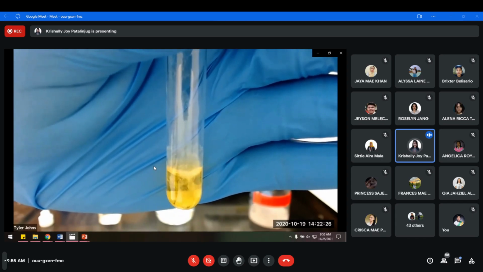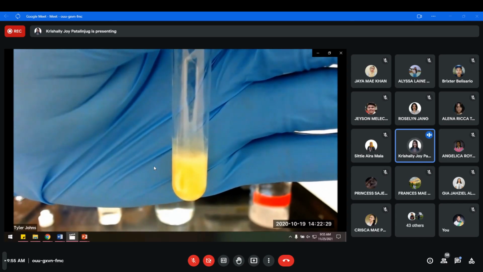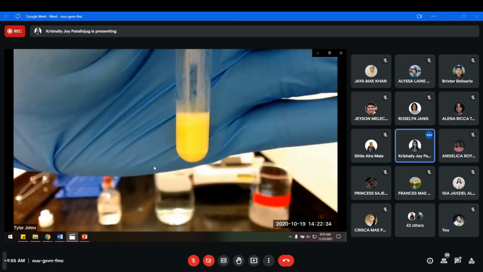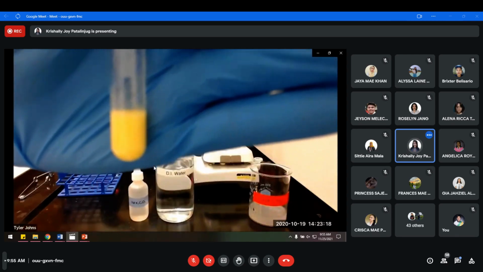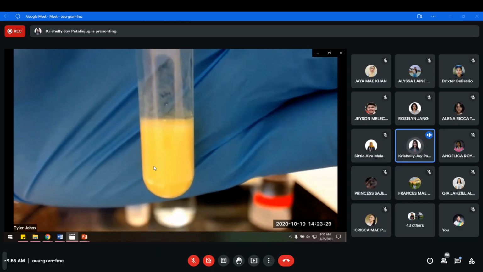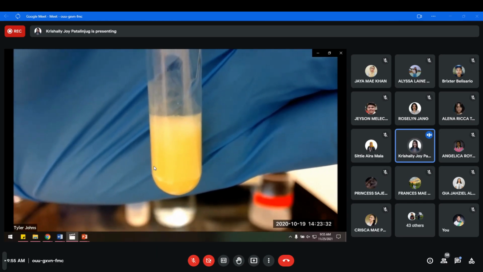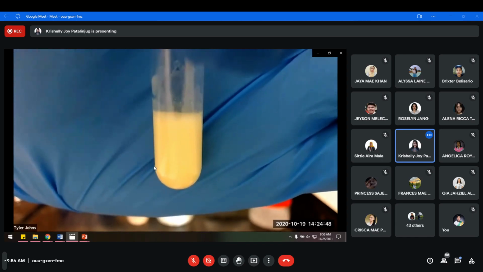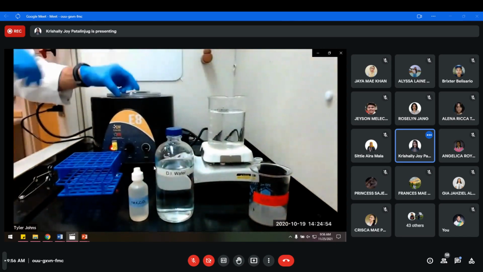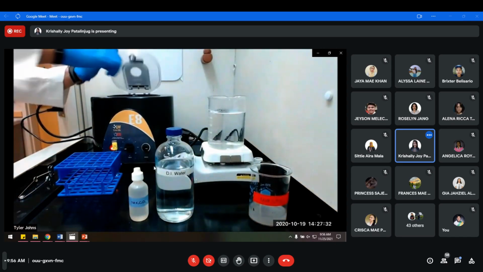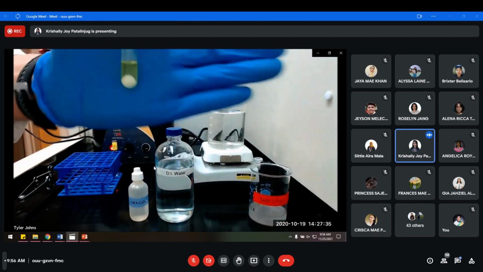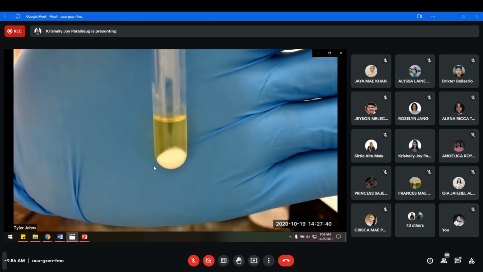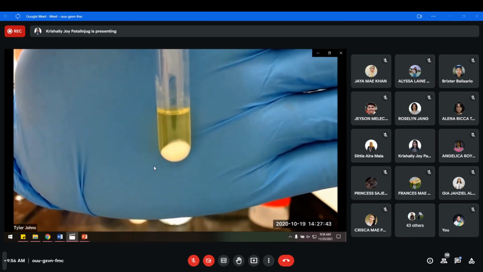Yung filtrate kanina. Added with potassium oxalate. So kapag may white precipitate, indicator yan na confirm may calcium ion talaga sa filtrate na yun. Ayan. So that's the white precipitate of calcium oxalate. The formation of the white precipitate of calcium oxalate confirms the presence of calcium ion.